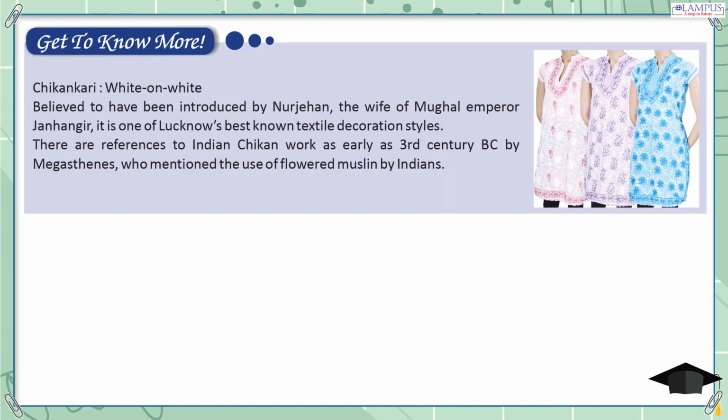Get to know more: Chikankari, white on white. Believed to have been introduced by Noor Jahan, the wife of Mughal Emperor Jahangir, it is one of Lucknow's best-known textile decoration styles. There are references to Indian chikan work as early as the 3rd century BC by Megasthenes, who mentioned the use of flowered muslin by Indians.